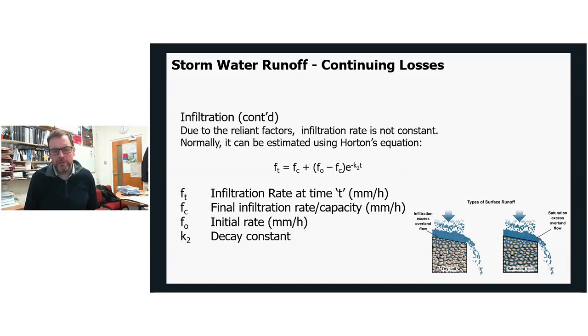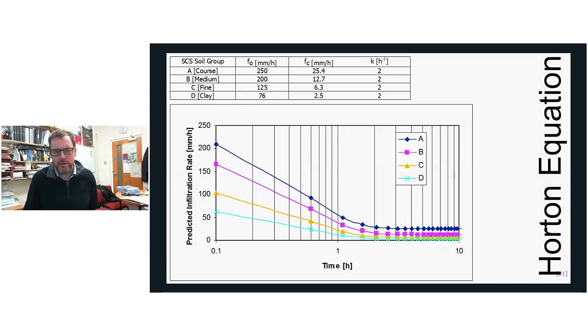Where we know the soil conditions, we can use what's called the Horton equation to estimate infiltration rate. If we know the infiltration rate at the start, the final infiltration rate or capacity of the soil, and a decay constant. So using this equation, we can generate these kinds of curves for typical soils.